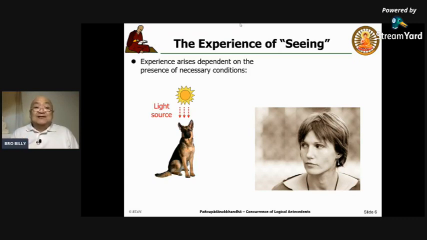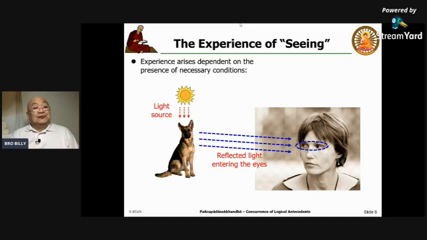When there's no light, we can't see. It's pitch dark, right? So light reflected from the dog, the object, enters the eye. So it's reflected light entering the eyes. And the eyes are the sense organ, and inside the eye, at the back of the eyeball, is the retina, that picks up the light.